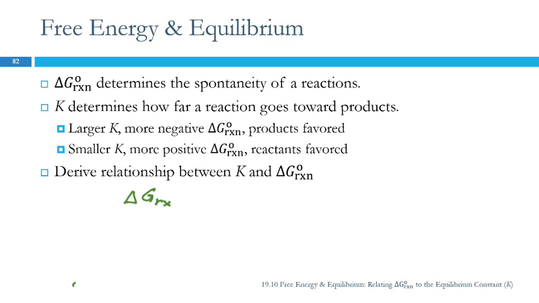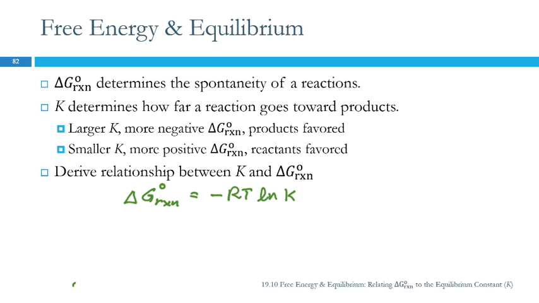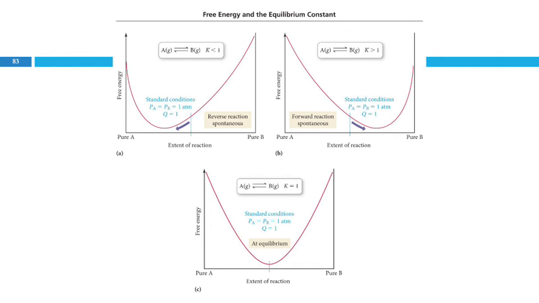So delta G is equal to negative RT natural log of K. The bigger this is, the more negative delta G is. I'm going to skip that one.